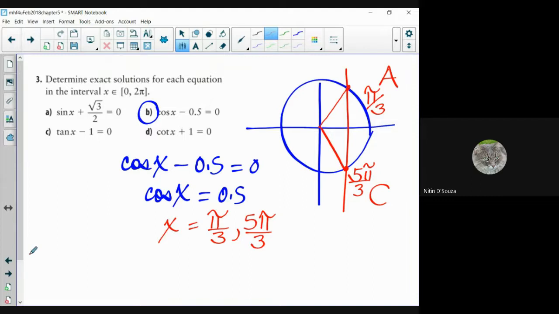So you need to pay attention to the language. When they say exact solutions, they're looking for pi over 3, pi over 6, pi over 4, 7 pi over 12. When they say approximate, then you're looking for radians, 2 decimals. Okay.